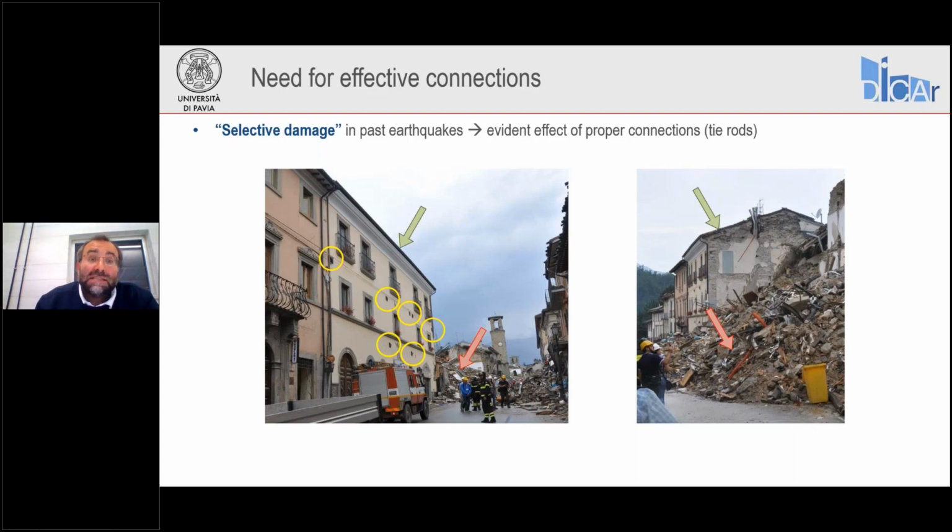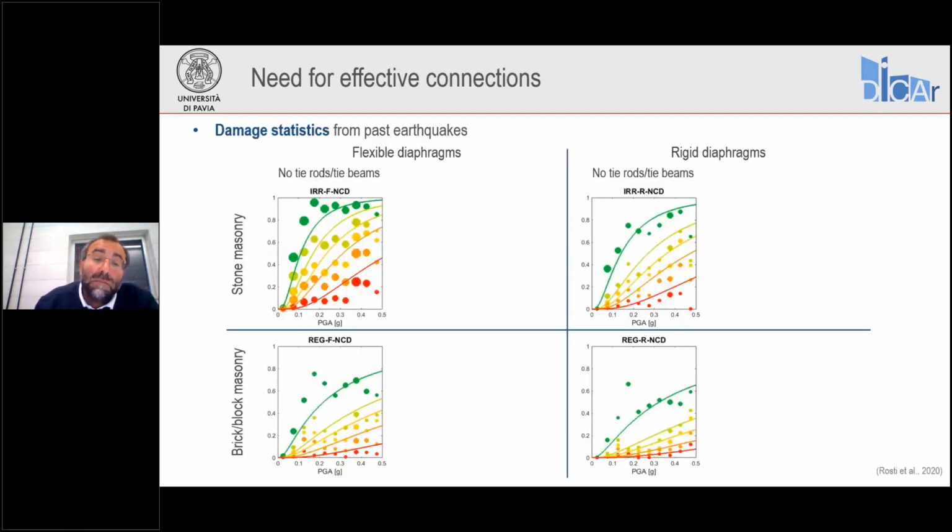So you can definitely see that in the same location, two adjacent buildings, the one with the effective connections resisted much better than the other one that collapsed entirely. Also, the statistics from actual earthquakes confirm this observation.